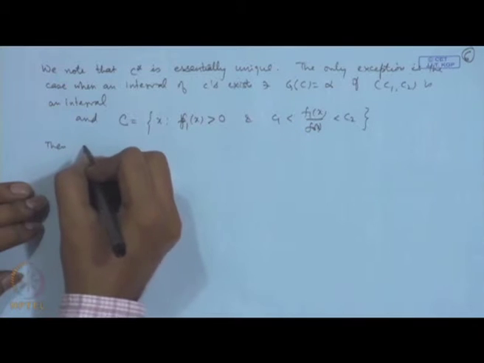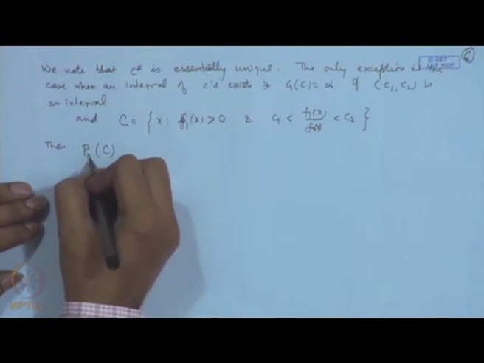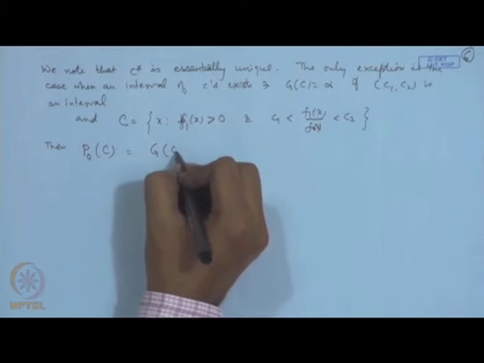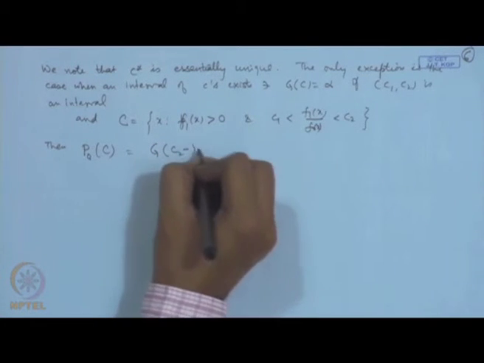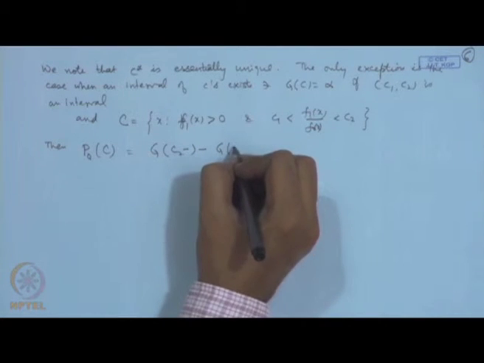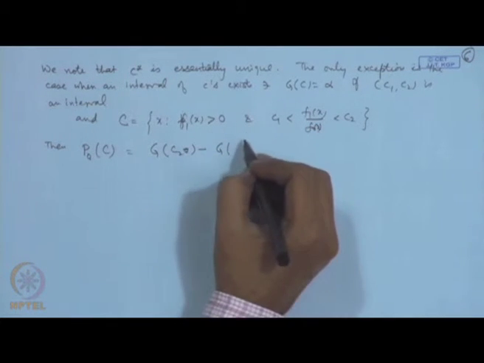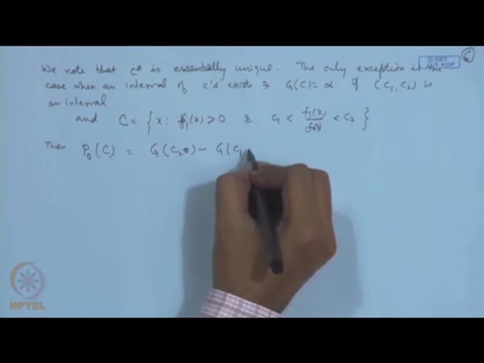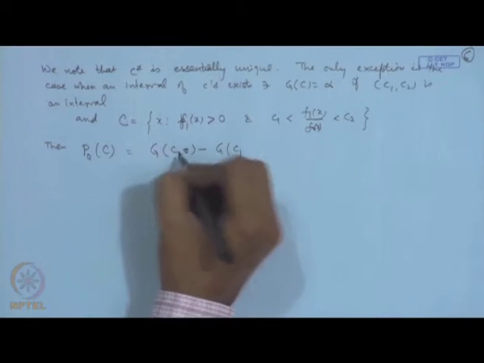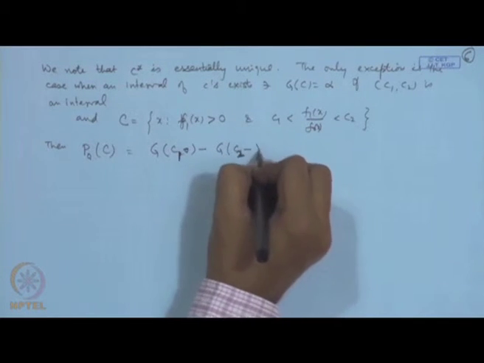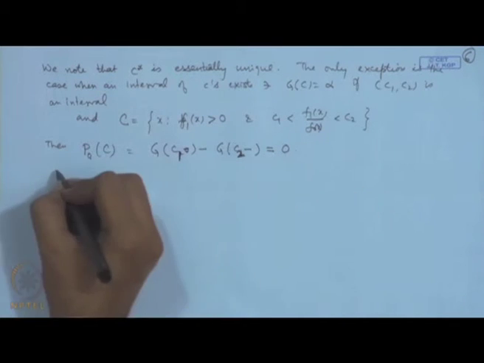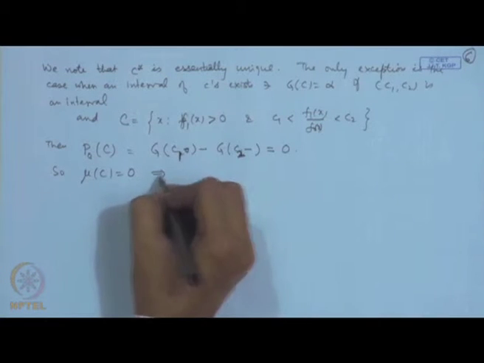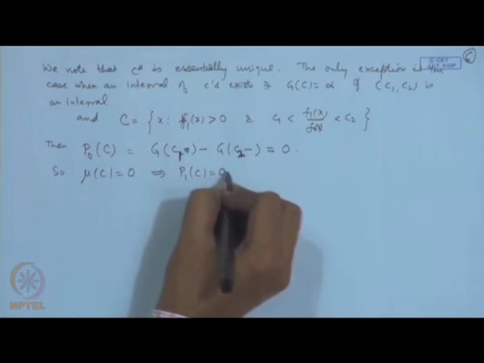Then if we consider the probability of the set C under null hypothesis, that is equal to G C 2 minus G C 1, sorry, this will be C 1, this will be C 2 minus, that is actually equal to 0. So, the measure of the set will be 0 and this will imply that P 1 C is also 0.